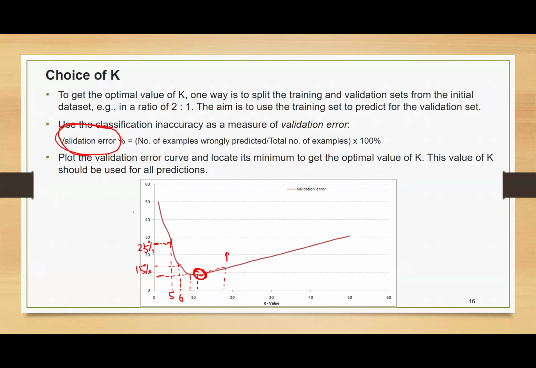So this is just an example, okay? It doesn't mean the K value should always be like this. This is just an example. And in your application, you need to check by yourself what is the best K value.